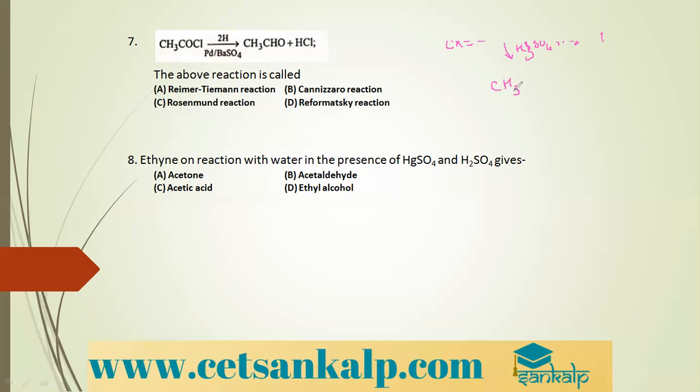We get CH3CHO. This is one of the methods of preparation of aldehydes from unsaturated compounds, from alkynes. So we get an aldehyde with the corresponding number of carbon atoms. Two carbon atoms alkyne, I'm getting two carbon atoms aldehyde. What is the name of this compound? It is called ethanal.